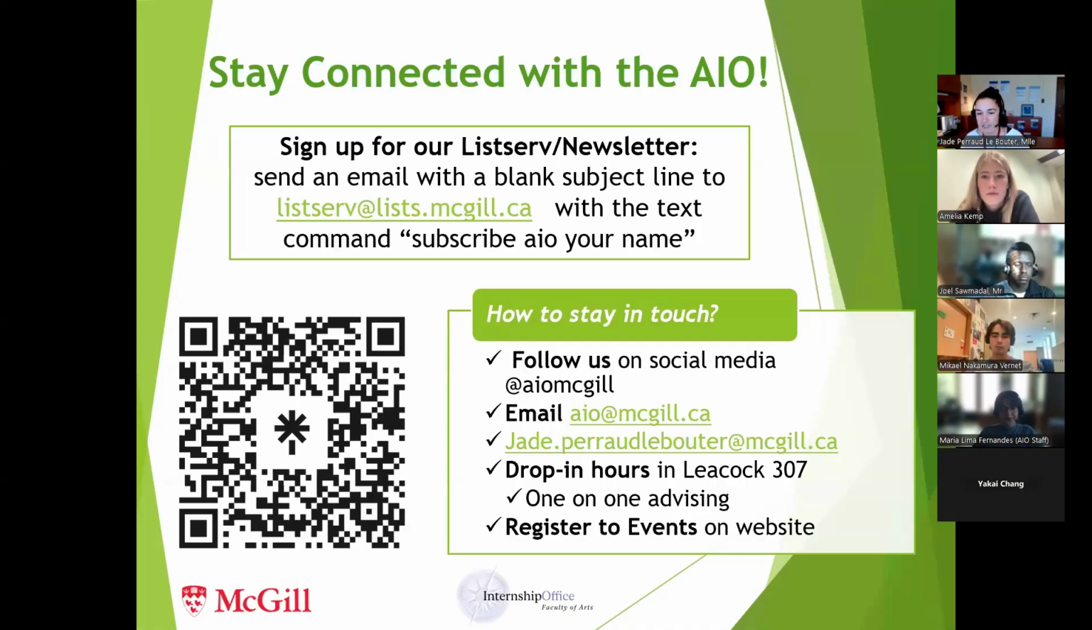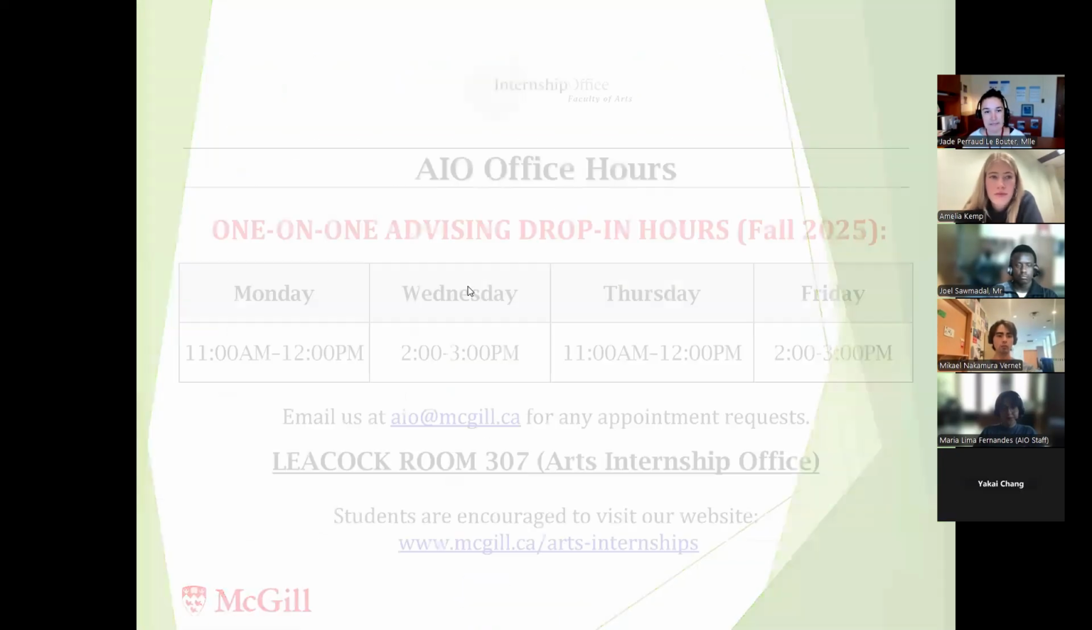If ever you have a question, here's both the office email and my personal email. If you have a more specific question about eligibility, it's always great to email me directly. And we have drop-in hours. We're located in the Leacock building on the third floor in room 307, and we offer one-on-one advising. So if you have a more specific question, you can always come by and talk to our staff and register for the events on the website.